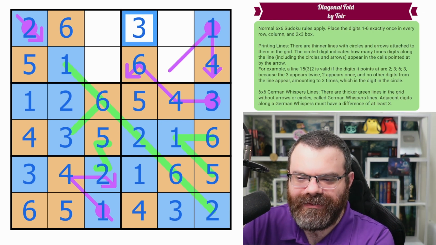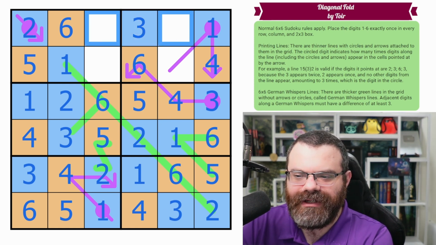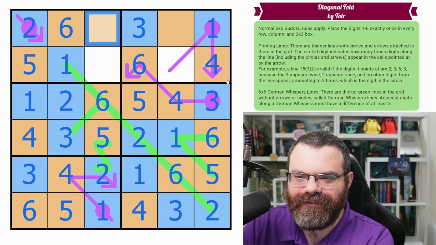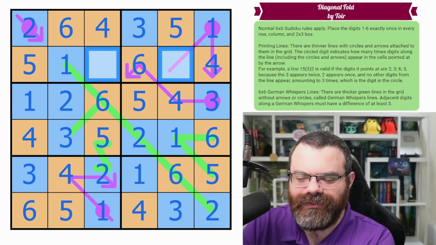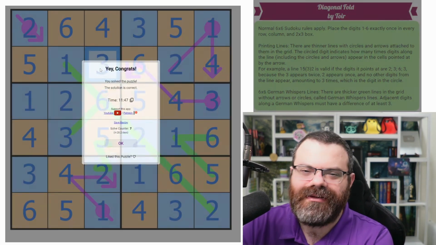Yeah, this column needs a 3. That's blue. That finishes the row. So then this is the 4 and the 5. These two are blue. This is a 2. This is a 3, and we're done.